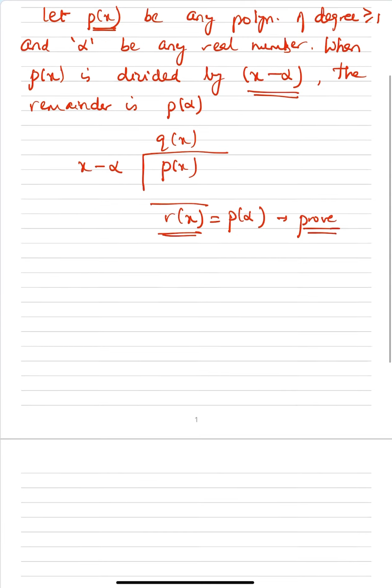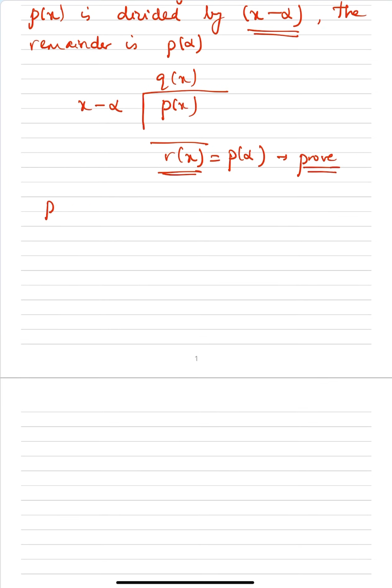So we have to prove this. We will prove that p of alpha is the remainder of the given polynomial, that is r of x. And p of alpha is the remainder when p of x is divided by x minus alpha.